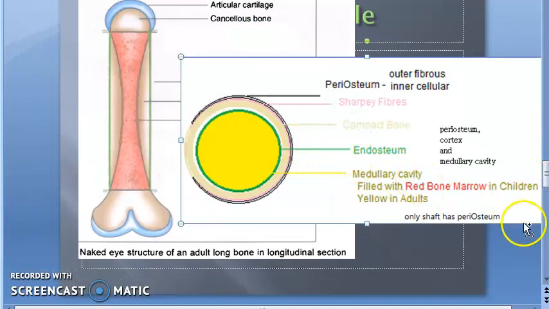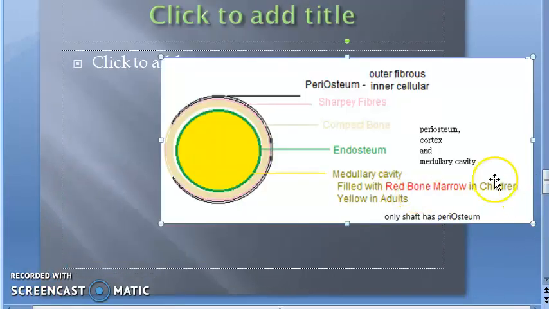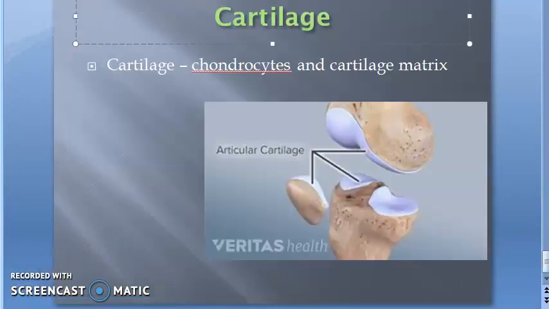Cross section. Look at this. You have the periosteum outermost, then Sharpey fibers, compact bone, endosteum, and medullary cavity filled with red bone marrow in children. In adults, it becomes yellow. Okay. So only the shaft of this long bone will have periosteum. Okay. Is this clear? So we have covered the normal structure of the bone.